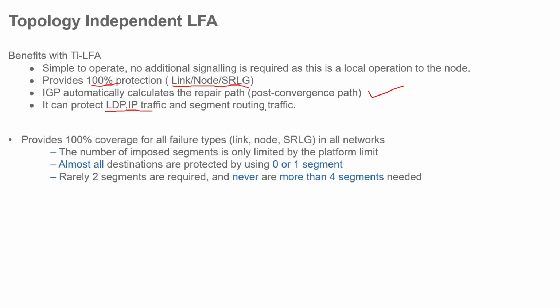While providing that coverage, we can have no extra segment, or one segment, and at most, most of the time, we get two. Very rarely will you see the Ti-LFA label stack on the backup path crossing more than two. It's very rare.